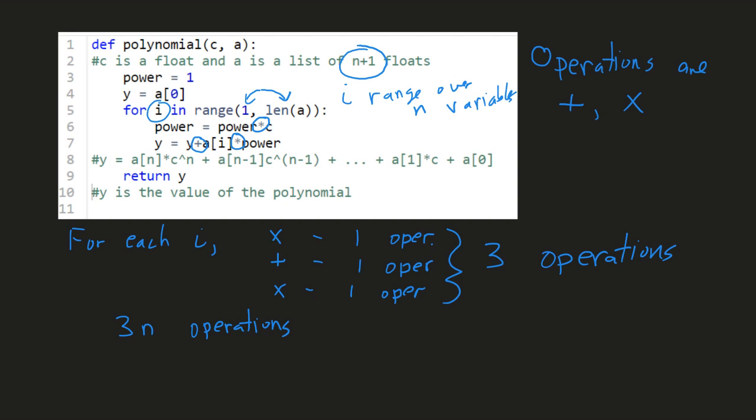Well, remember when you're doing big O analysis, these constants in front don't matter because of how the definition of big O works. So if we don't worry about that constant, this algorithm I'm calling polynomial is big O of n.